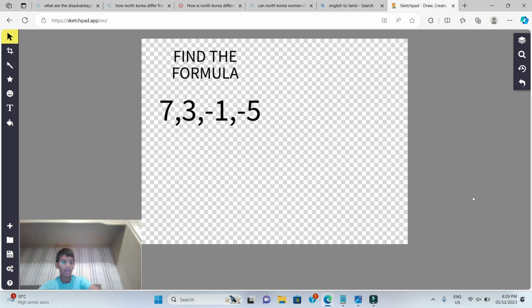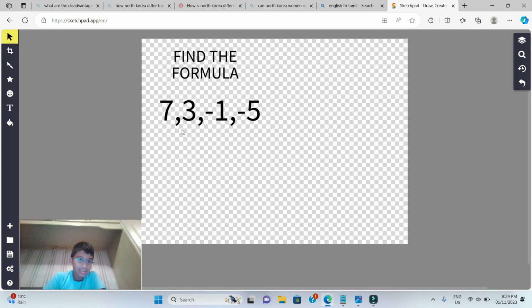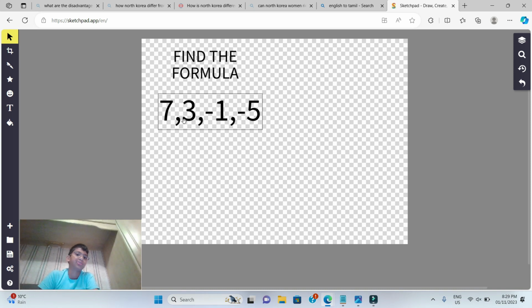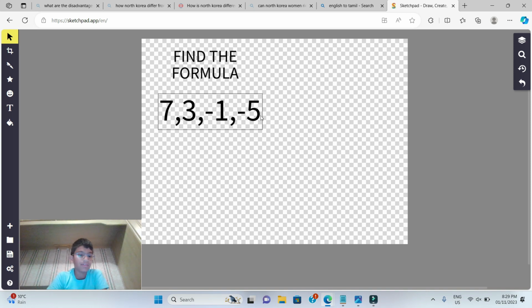In today's video, I'm going to show the solution and answer for this puzzle. So you have to find the formula. The sequence is called the arithmetic sequence, where it adds or subtracts the same amount each time. Like this, 7 to 3 is minus 4, minus 4, minus 4. So this is the arithmetic sequence. You have to find the formula. Pause this video to solve it and let's get started.